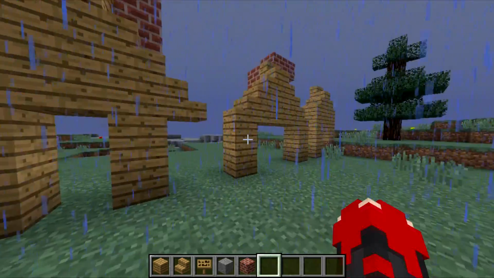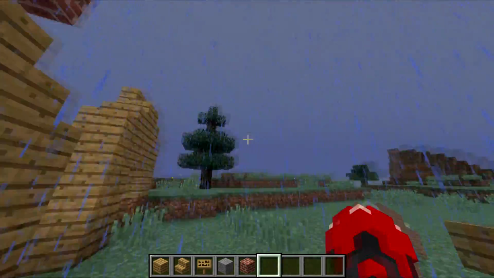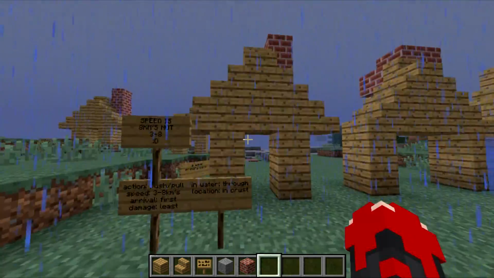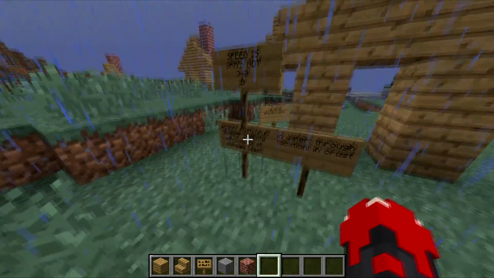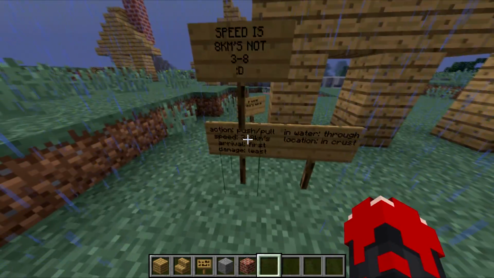So we have a house, then we have the push and pull part that goes like that, which is why it's not useful if you have a brick house. And there's your little chimney on the top. Awesome. Okay, and then we have the speed, 8 kilometers a second, not 3 to 8.